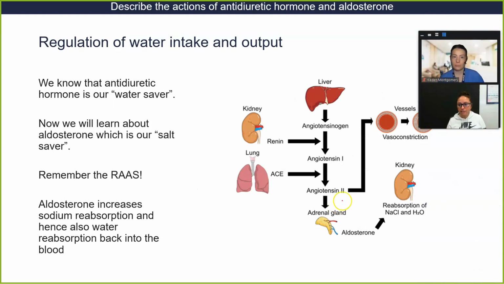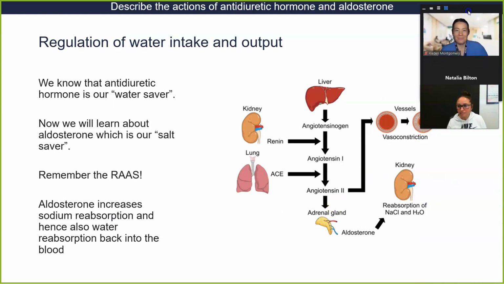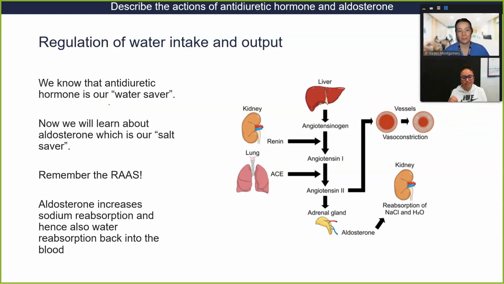All right, so let's move Keaton out of the way again. Keaton's going to be going everywhere on our slides. All right, so now what we're going to learn is we're going to learn about aldosterone. Now, this is a little bit confusing, but you've seen this before in 165, so I'm confident you'll be okay. I'm just going to check the time.